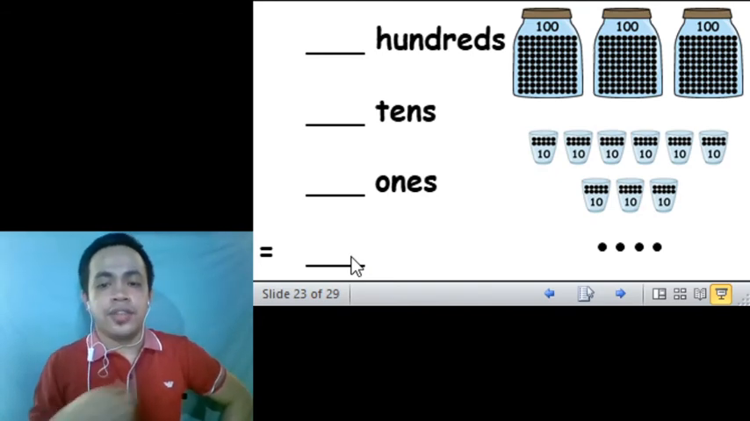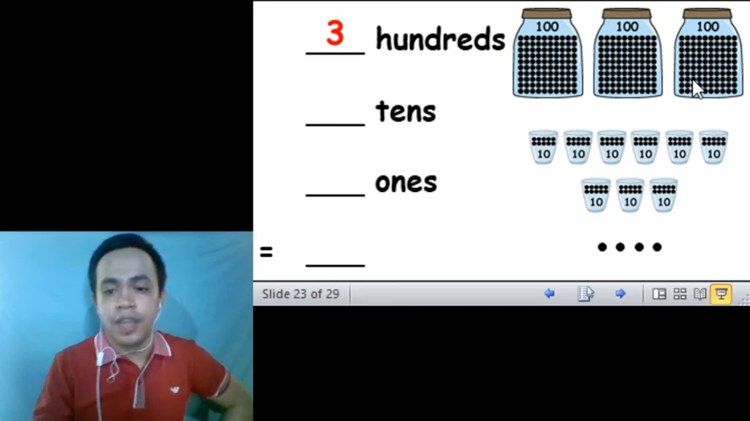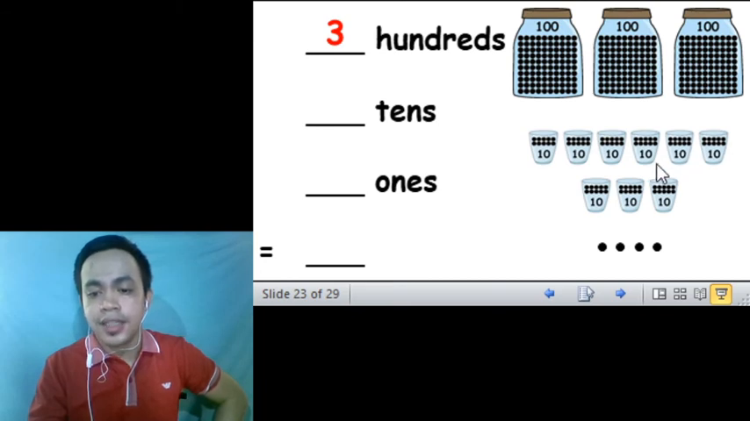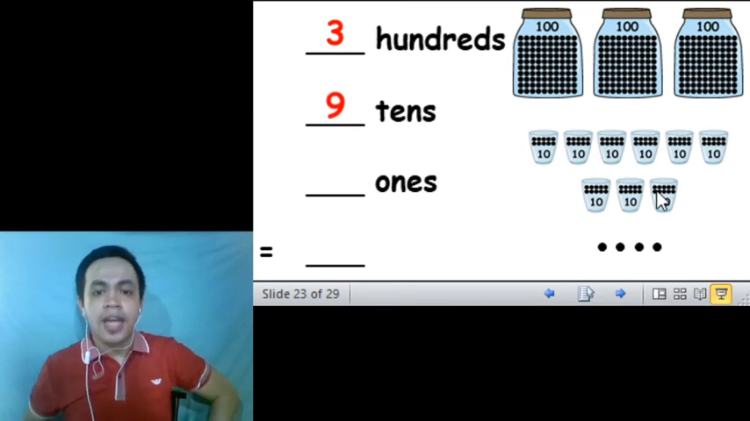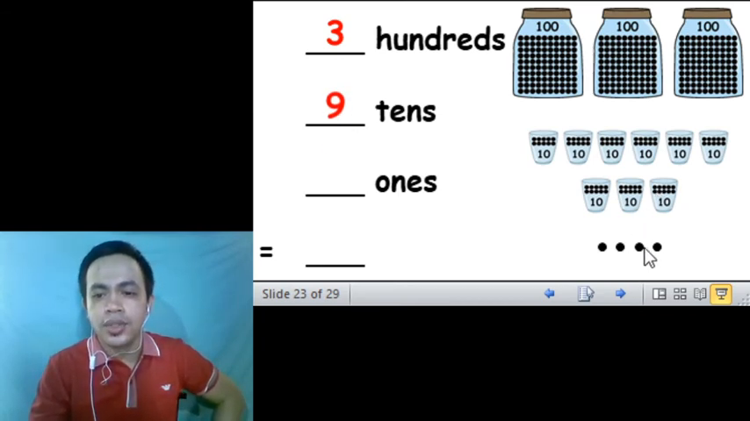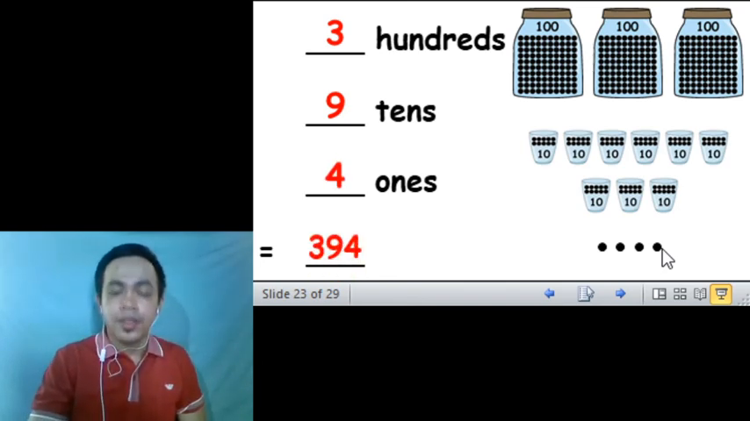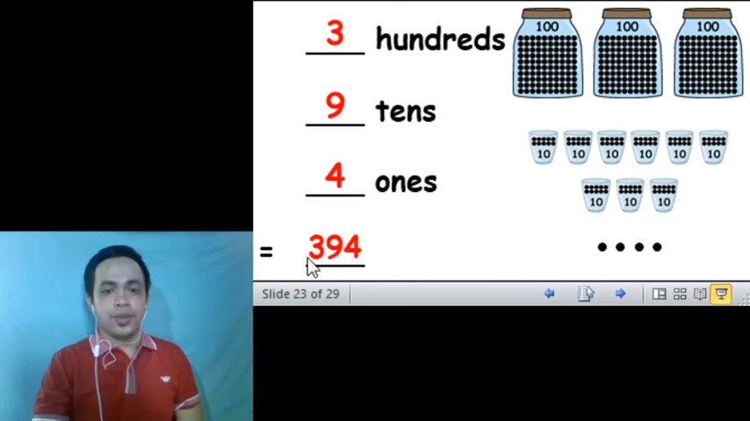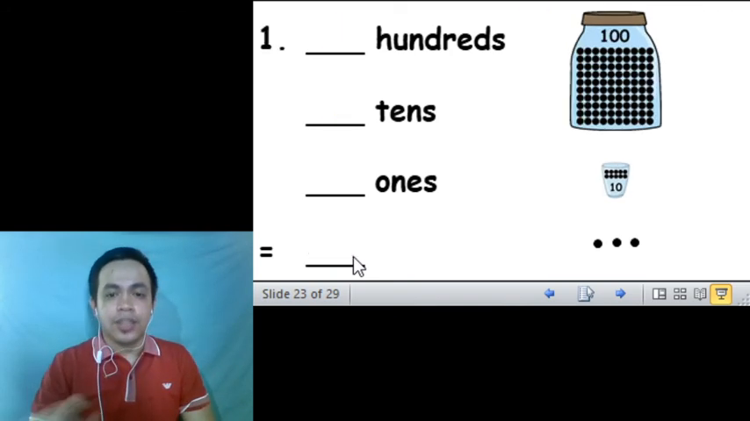Count the number of hundreds. Let's count. 1, 2, 3. So how many hundreds? Correct. 3 hundreds. How many tens? 1, 2, 3, 4, 5, 6, 7, 8, 9. Wow, that's too many. 9 tens. And how many ones do you see? 1, 2, 3, 4. Then 4 ones. What's the total number? 394. So 3 hundreds, 9 tens, and 4 ones. So is that clear? So let's go with your book.